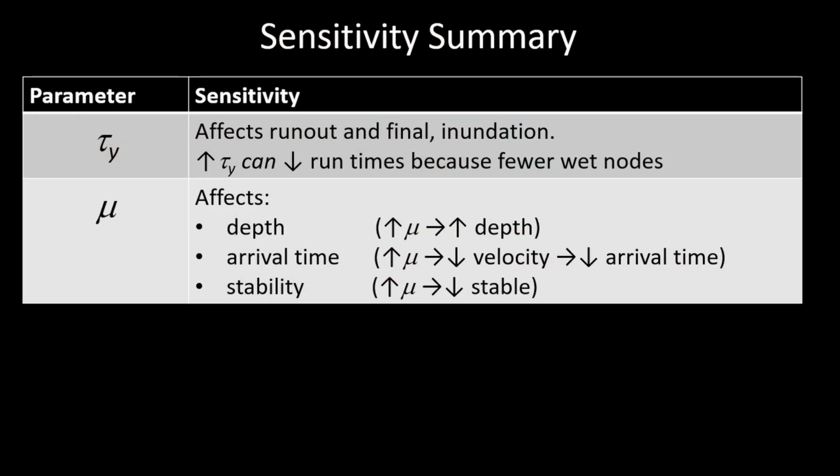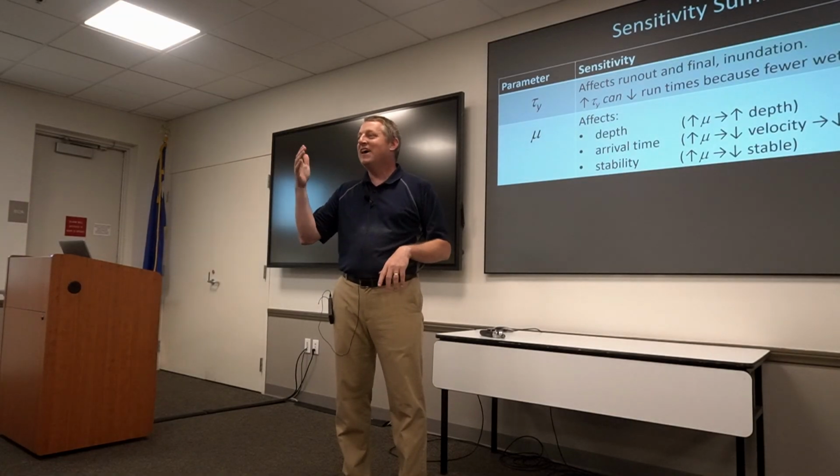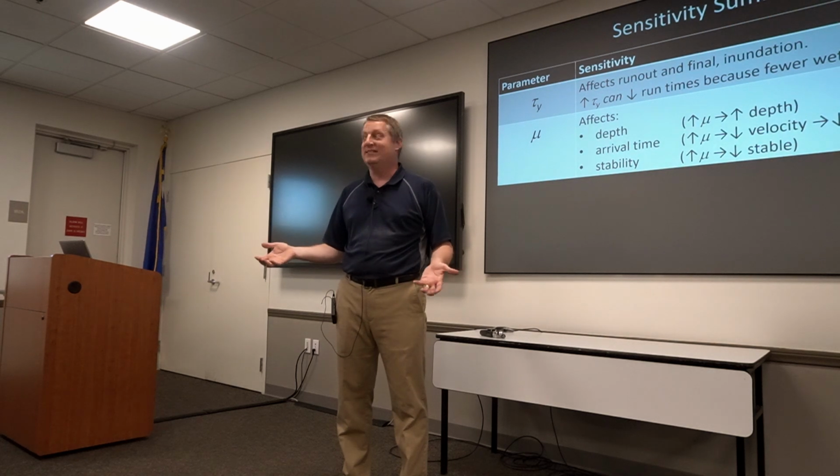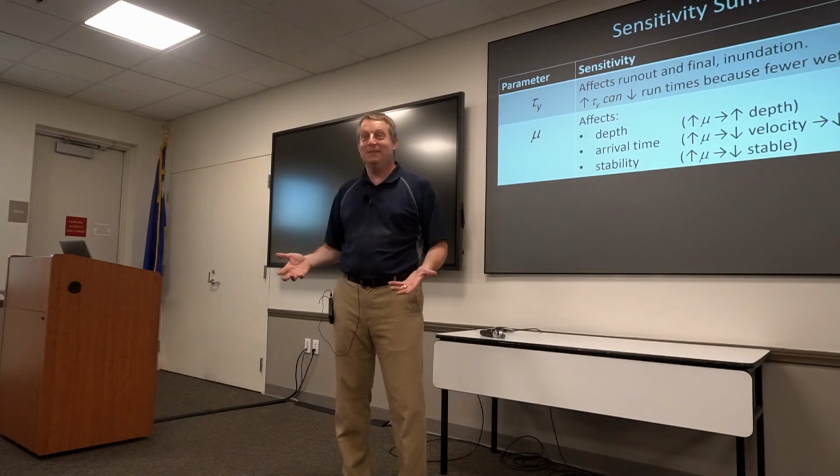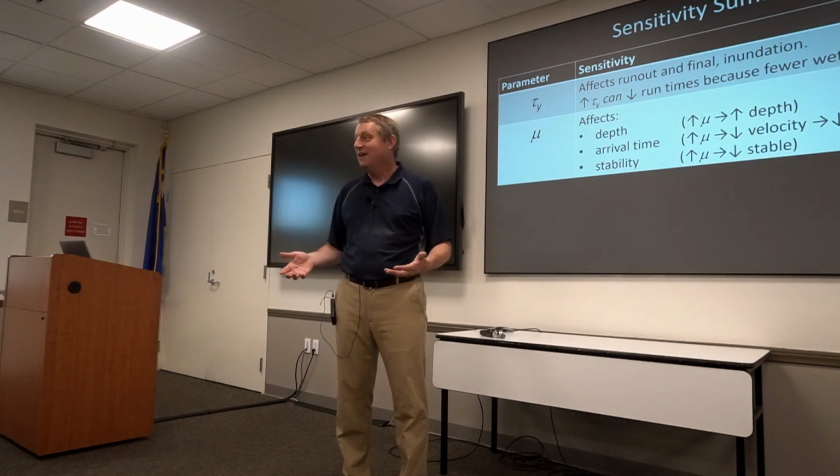Okay, so in general, yield strength affects runout and inundation. Increased yield can actually decrease runtime. Why? You have fewer active nodes, fewer cells are running. And so you might find you increase the yield and your runtime halves. You're like, what's going on? Well, you're not using as much computational power because fewer of your cells are wet.